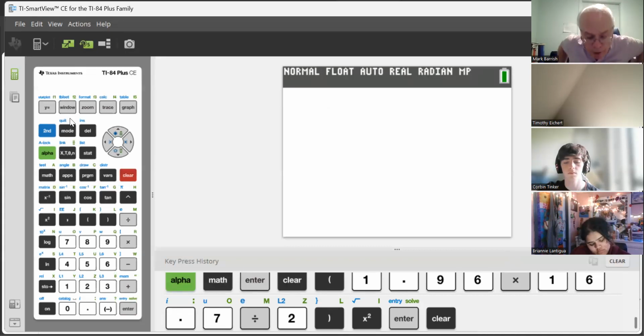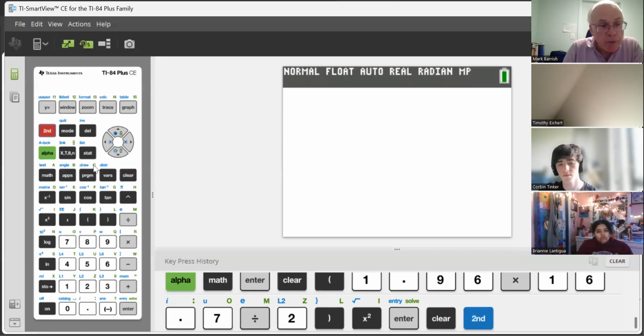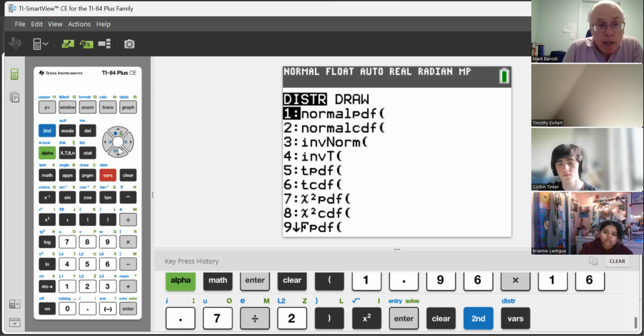So when you start out with a problem like this, the first thing that you may want to do is calculate the critical value using inverse t in this case. Now, if you don't have it yet, you will have it on Wednesday if you have the 83 calculator. So again, just follow along. And I'm going to scroll down to inverse t, hit enter.